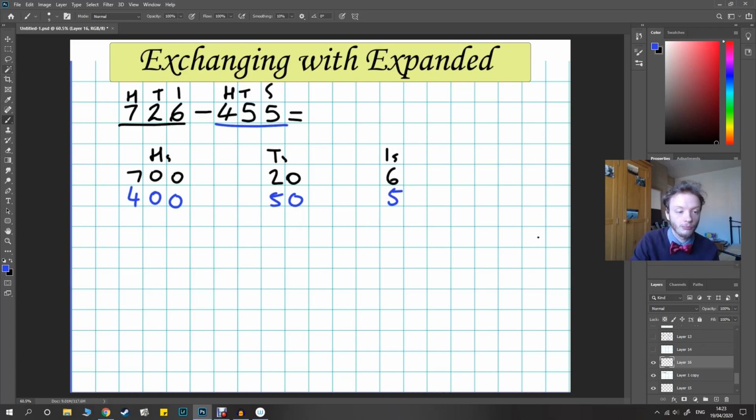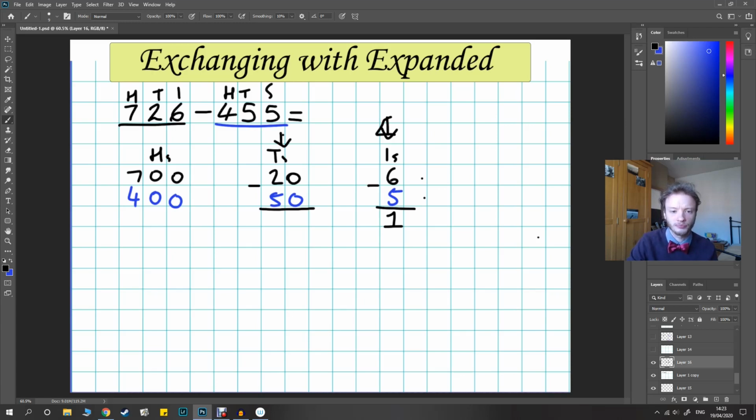Let's have a look at my number sentences to see if they need to exchange or not. So start with my ones. I've got 6 take away 5, bigger numbers on the top, smaller numbers on the bottom. There's no exchanging there. 6 take away 5, that's 1. Brilliant. Hop across. My tens now. I've got 20 take away 50. Aha! We have a problem. I can't do 20 take away 50.